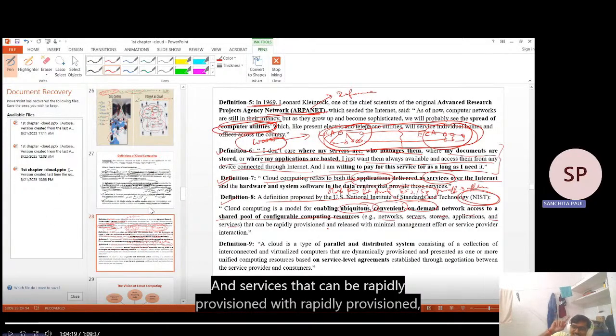Why can't there be one single definition? Why are there 9 different definitions?